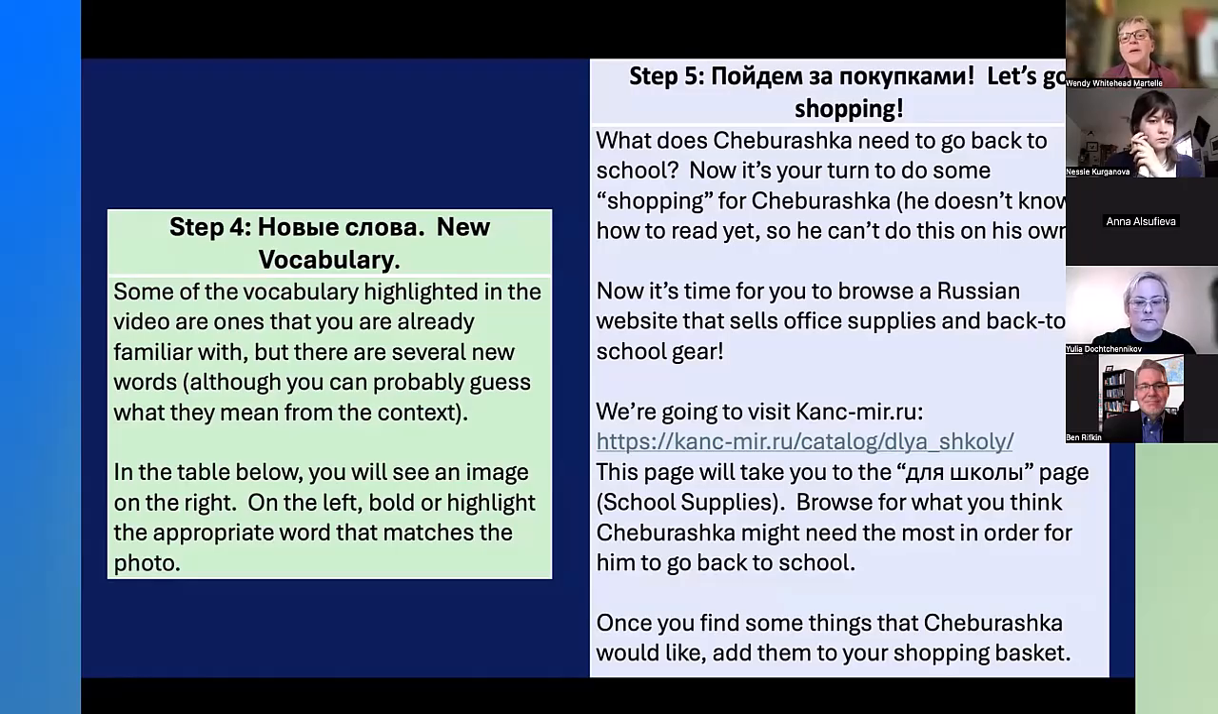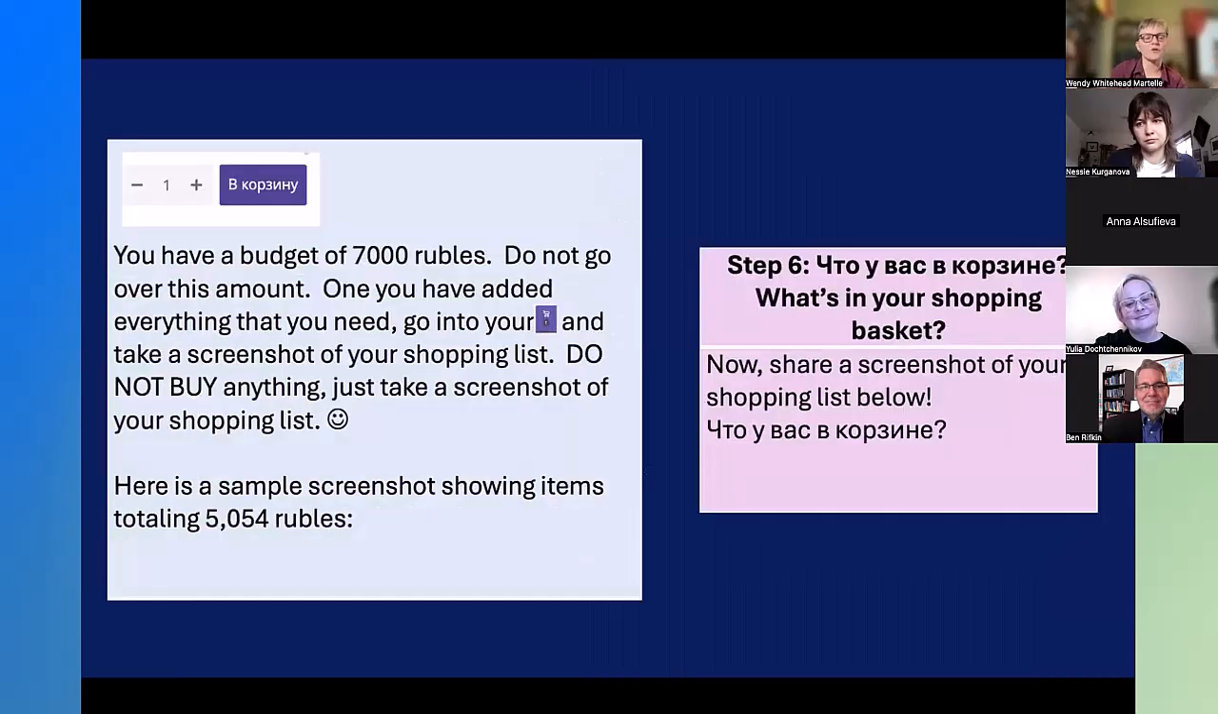And now it's time to go shopping. So what does Cheburashka need to do to go back to school? Since he doesn't know how to read, you have to help him, right? You have to help him come up with a list. So for this particular iteration, I had them go to kansmir.ru, and it took them directly to the school supplies. Their task was to browse and put in their shopping basket things that they want to buy for Cheburashka.